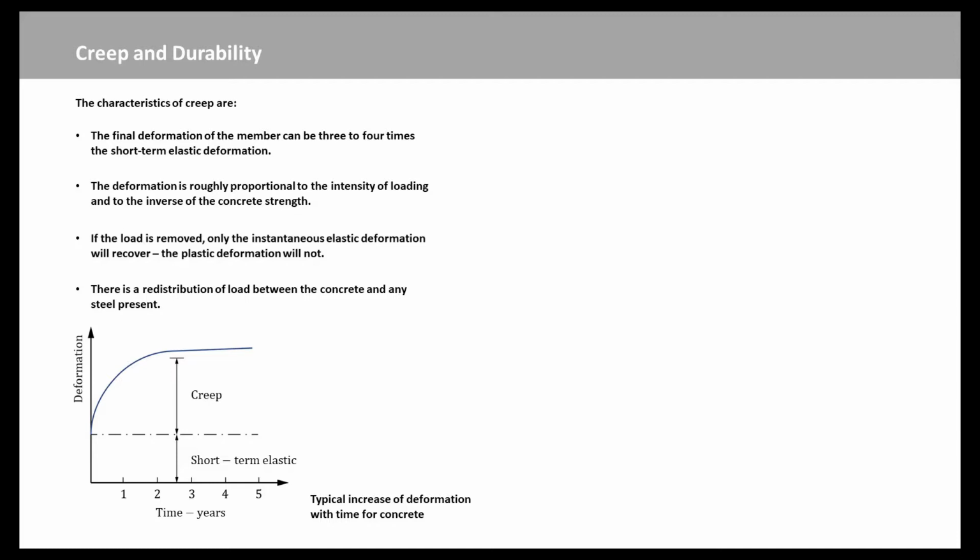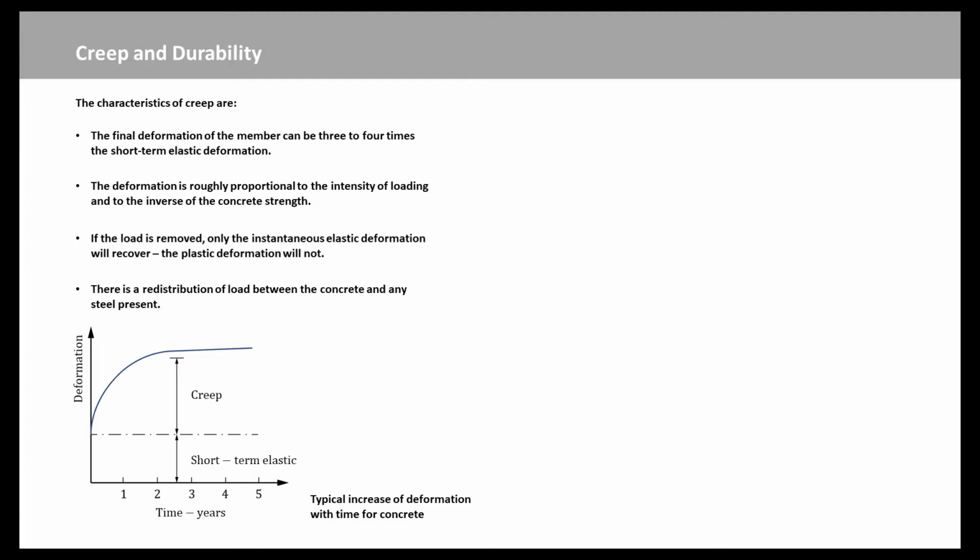But the general pattern is illustrated by considering a member subject to axial compression. For such a member, a typical variation of deformation with the time is shown by the curve in this figure. From this figure, we can see that the final deformation of the member can be 3 to 4 times the short-term elastic deformation. The deformation is roughly proportional to the intensity of loading and to the inverse of the concrete strength. If the load is removed, only the instantaneous elastic deformation will recover. The plastic deformation will not.